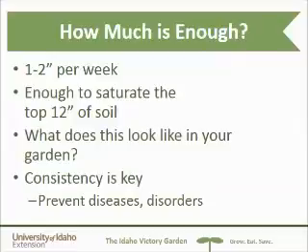So how much water do our plants need? Well, typically our vegetable plants need about 1 to 2 inches of water per week. Maybe a little bit more in the hotter parts of the summer or when they're really, really producing heavily. So how much is this? Well, it's enough to saturate the top 12 inches of soil. That's where our roots are. That's the average rooting depth. We want to fill that volume with water. So what does that look like in your garden?